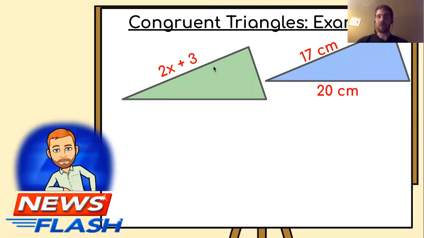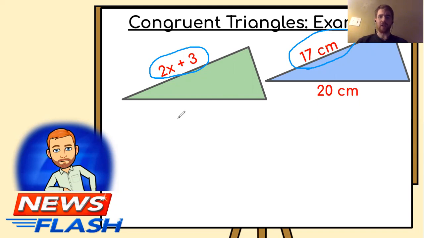The first step is just noticing which side of the blue triangle corresponds with this side of the green triangle. You want to find the side that matches, that corresponds with 2x plus 3. And that, of course, is this side, 17 centimeters. You got to be careful because sometimes triangles will be flipped around. They won't be in the exact same orientation, but you can usually tell which two sides match.